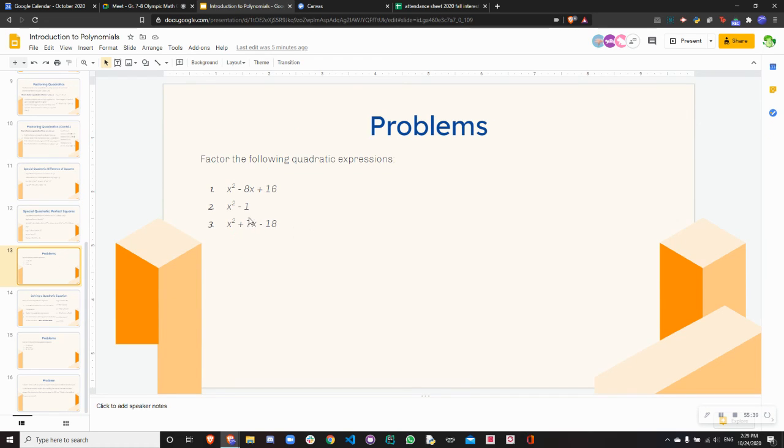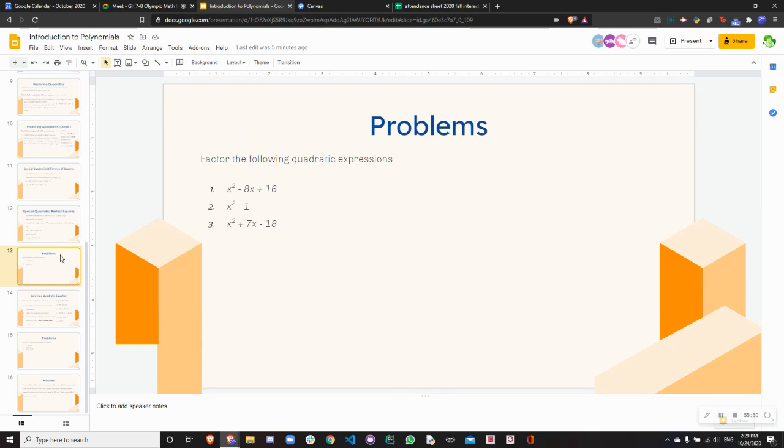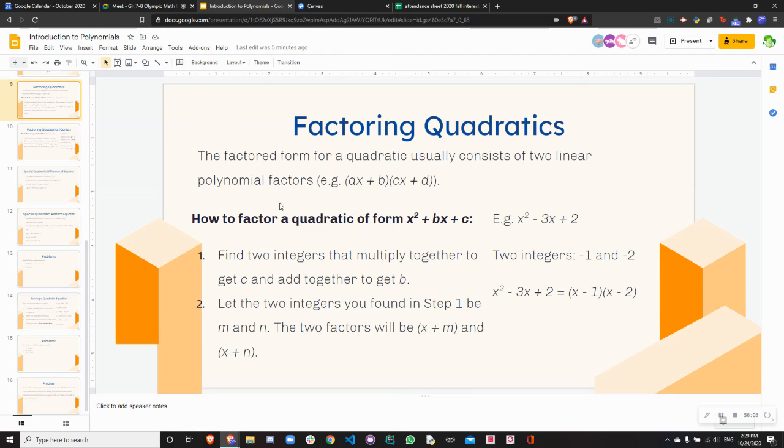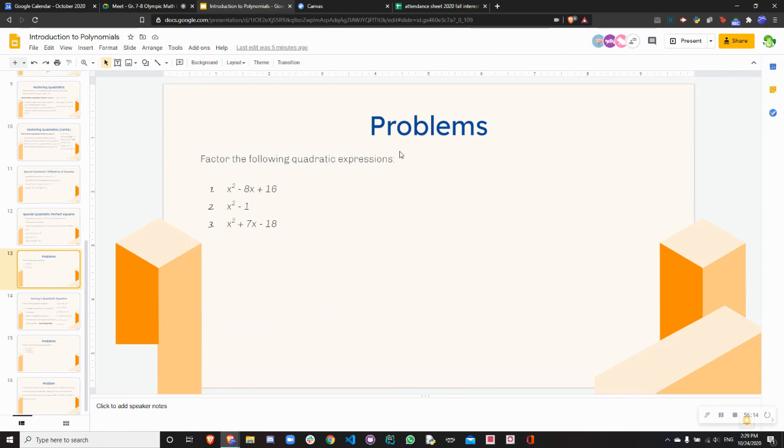Now let's look at question 3. This does not look like a perfect square because 18 right here is not a perfect square, so we can't use the perfect squares strategy. And it's also not a difference of squares, because 18 is not a perfect square. So we can't use any of those strategies. Then we have to find two integers that multiply to c and add to b. And also a is not equal to 1, so we can't use that strategy.